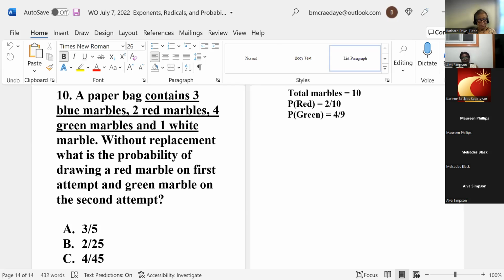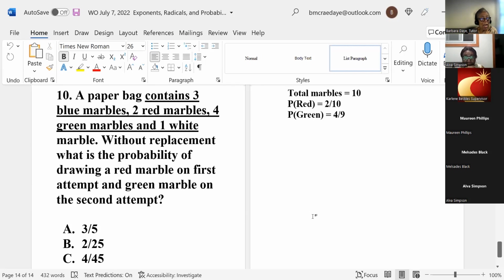Miss, one question. It's 2 red marbles and you take out the 2. No, she said she took 1. Hold on, let me read it. A red marble. I didn't say I took a red 2. What's the probability of drawing a red marble? One second, let me look at it. A red marble. Oh, now I see. Let me underline that sentence. You see, a red marble on the first attempt and a green marble on the second.